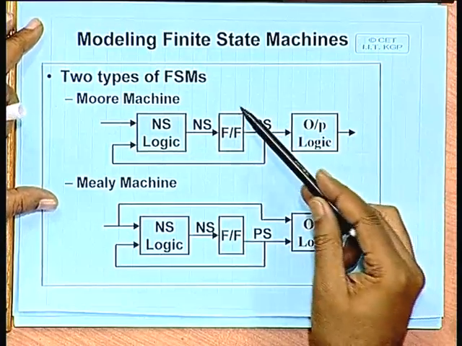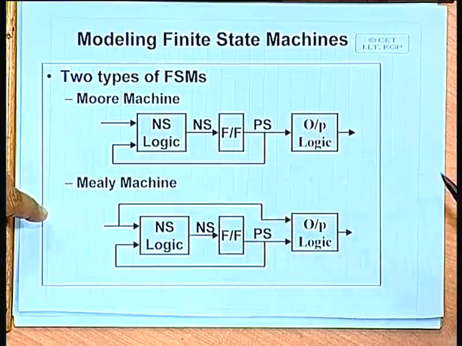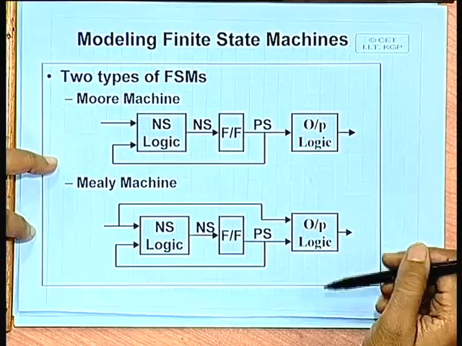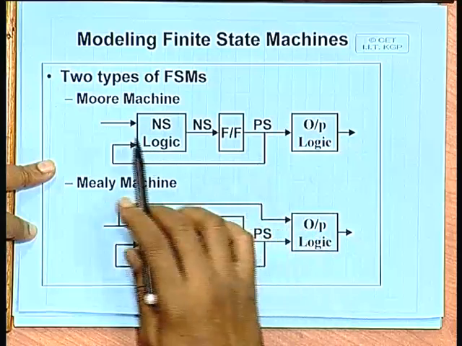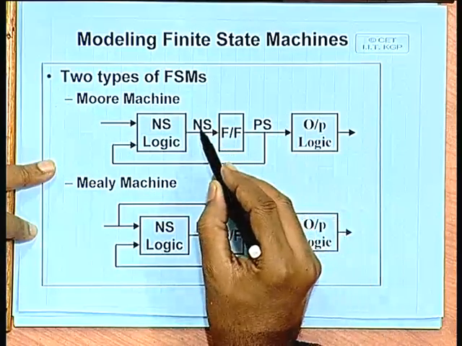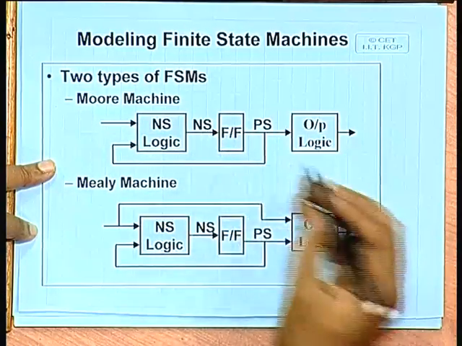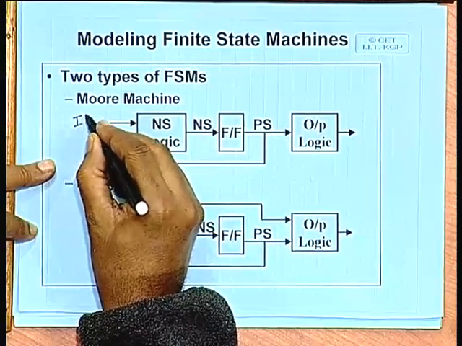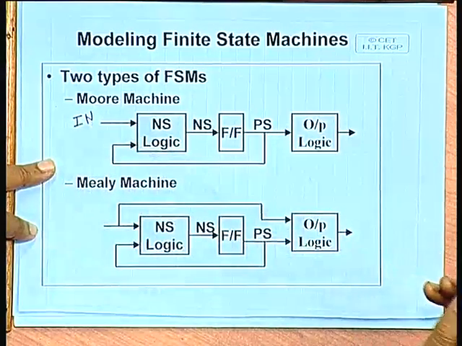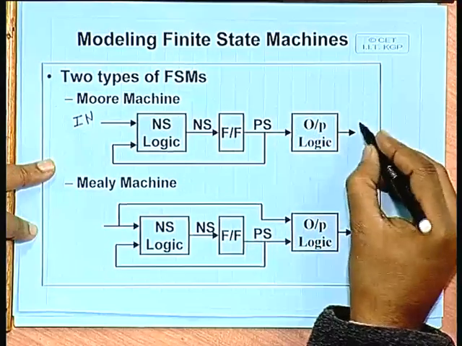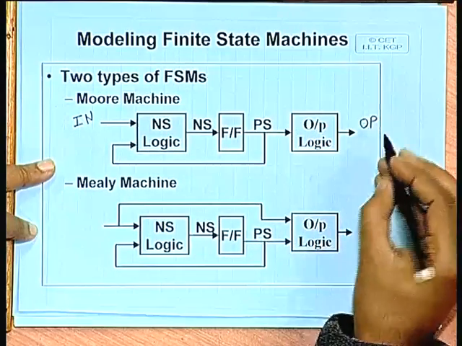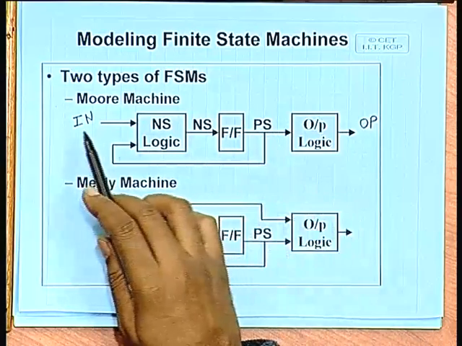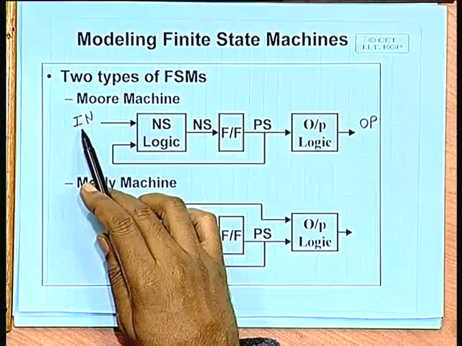Now, we had mentioned that there are two broad classes of FSMs, two types, Moore machine and Mealy machine. The essential difference between these two, just to recall, is that in a Moore machine the next state of the sequential circuit depends on the present state and the presently applied inputs. But the outputs of the circuit depend only on the present state and are independent of the applied primary inputs.